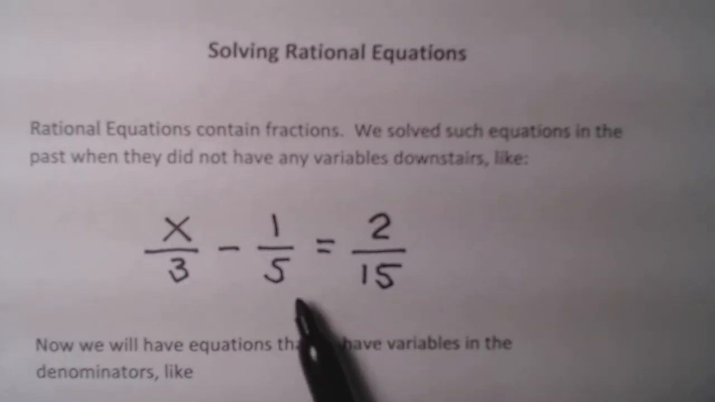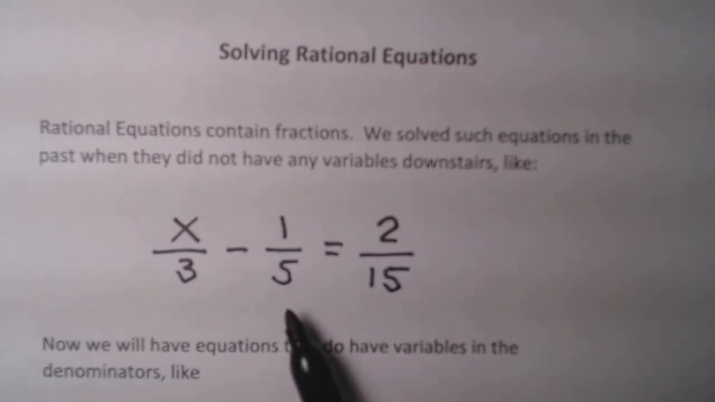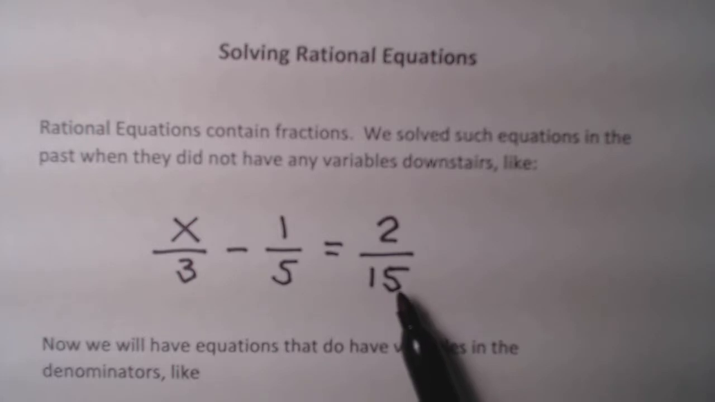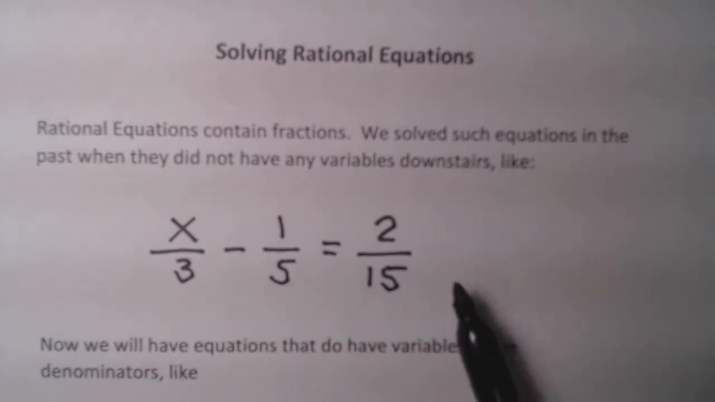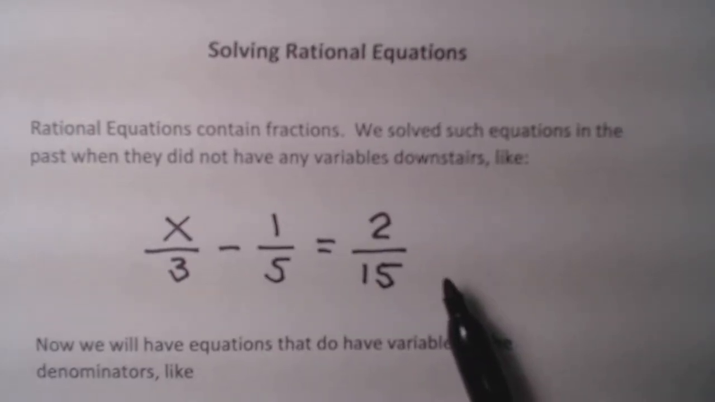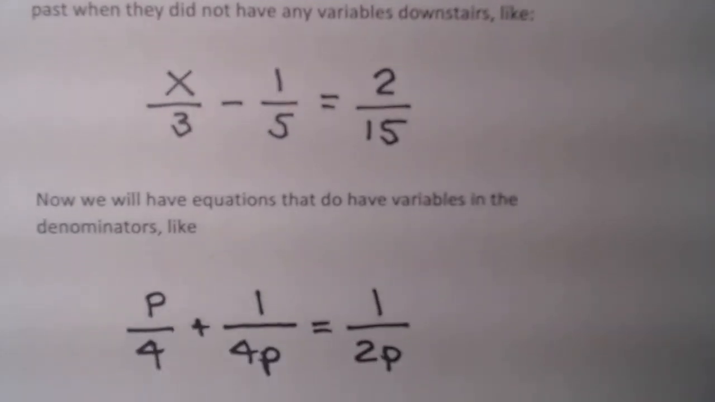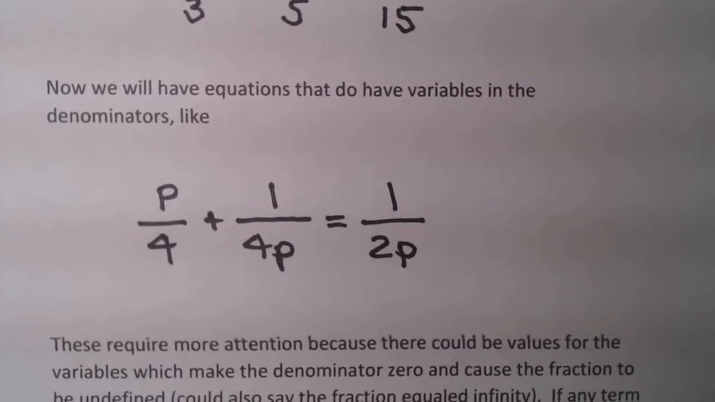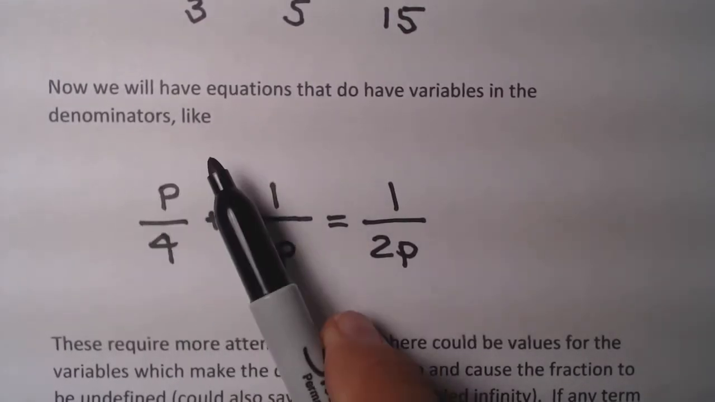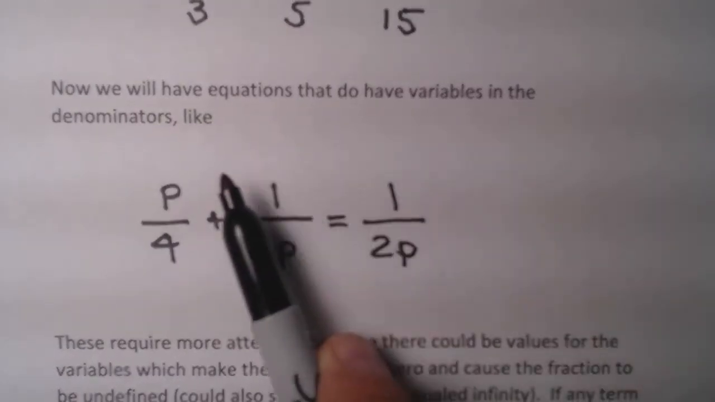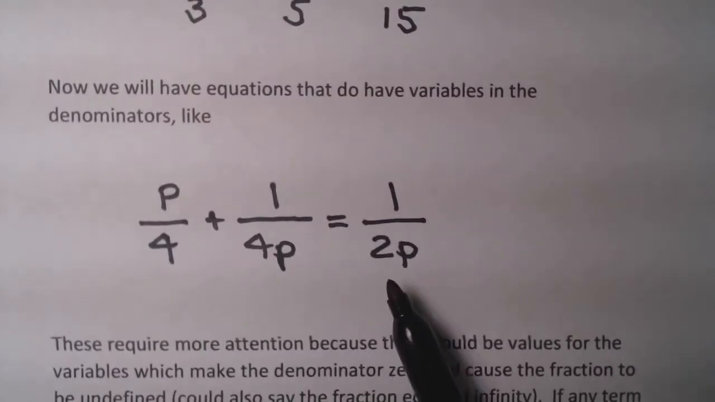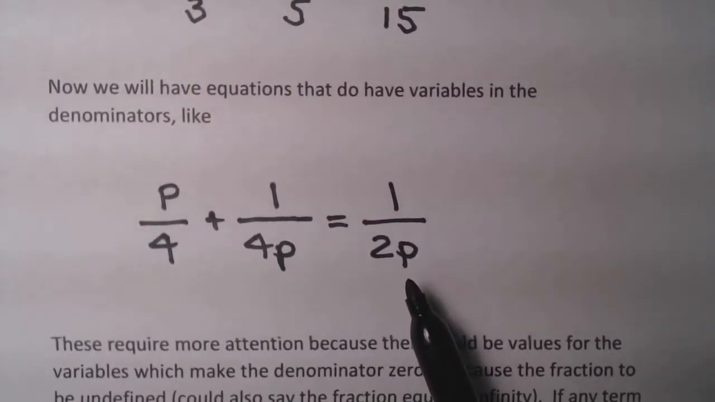And what we did was multiply through by the LCD. Let's see, I think it'd be 15 here, and clear out the fractions, and then that made the rest of the problem much easier to solve. Well, the twist now is the following. Okay, now we have equations that do have variables in the denominators. Here's a simple example right here.